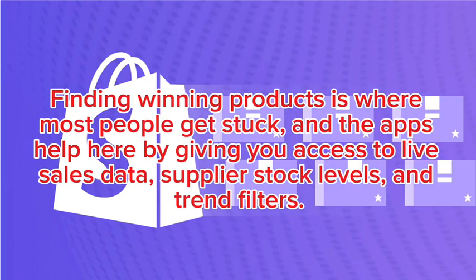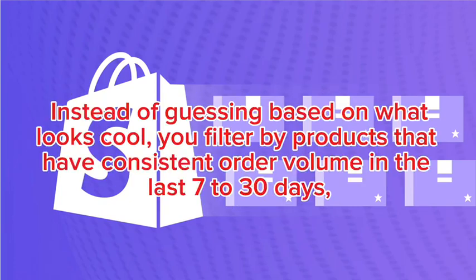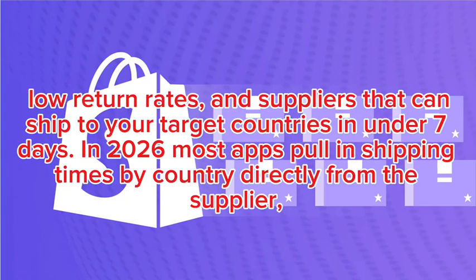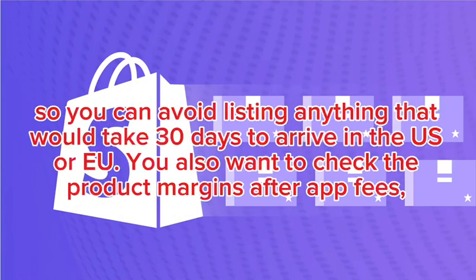Finding winning products is where most people get stuck, and the apps help here by giving you access to live sales data, supplier stock levels, and trend filters. Instead of guessing based on what looks cool, you filter by products that have consistent order volume in the last 7 to 30 days, low return rates, and suppliers that can ship to your target countries in under 7 days. In 2026, most apps pull in shipping times by country directly from the supplier, so you can avoid listing anything that would take 30 days to arrive in the US or EU.